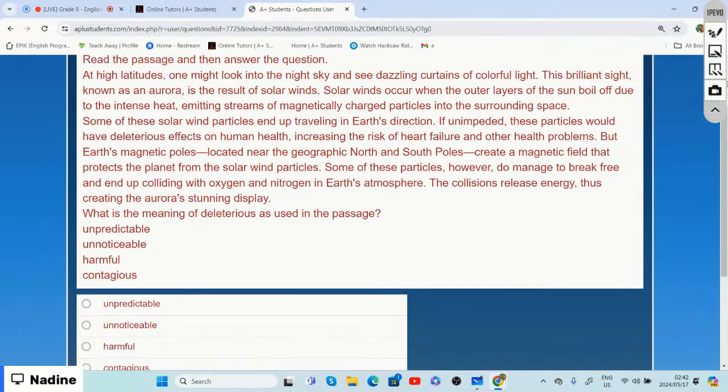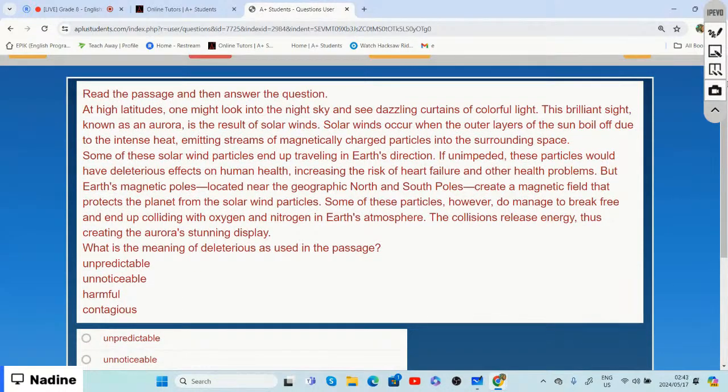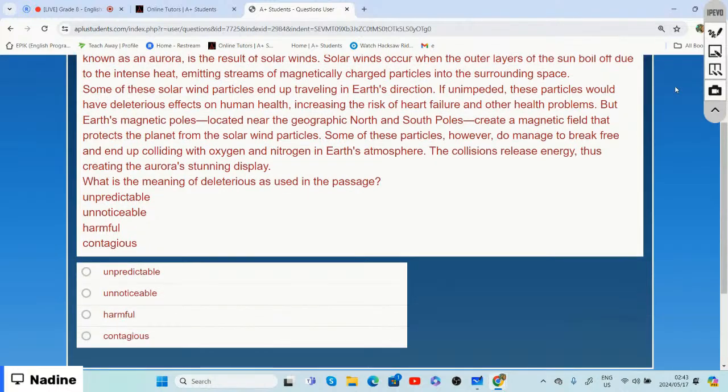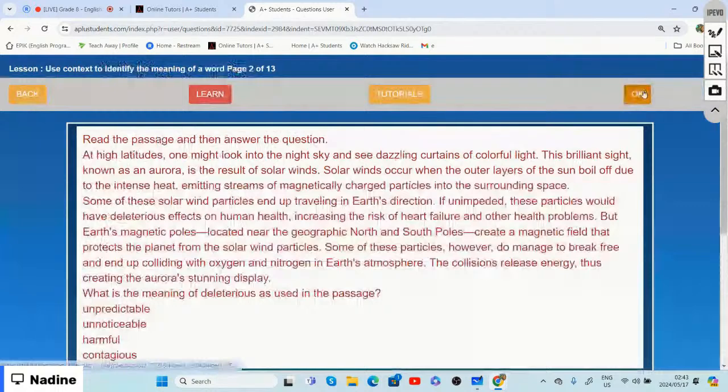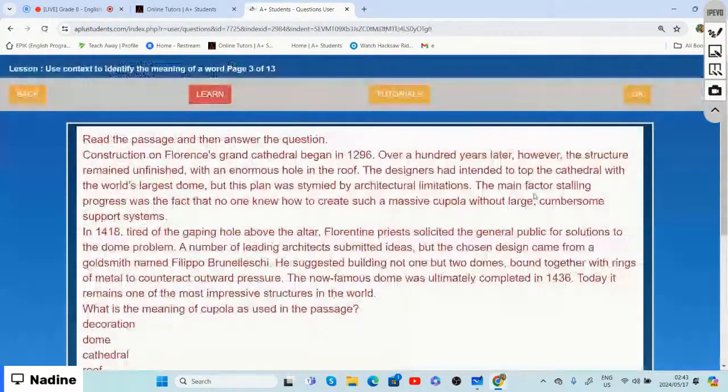Deleterious. So we need to say what it means: unpredictable, unnoticeable, harmful, contagious. Because it says if unimpeded, these particles would have deleterious effects on human health. So maybe it has harmful effects on human health. And harmful is correct. So it might have harmful effects on human lives.